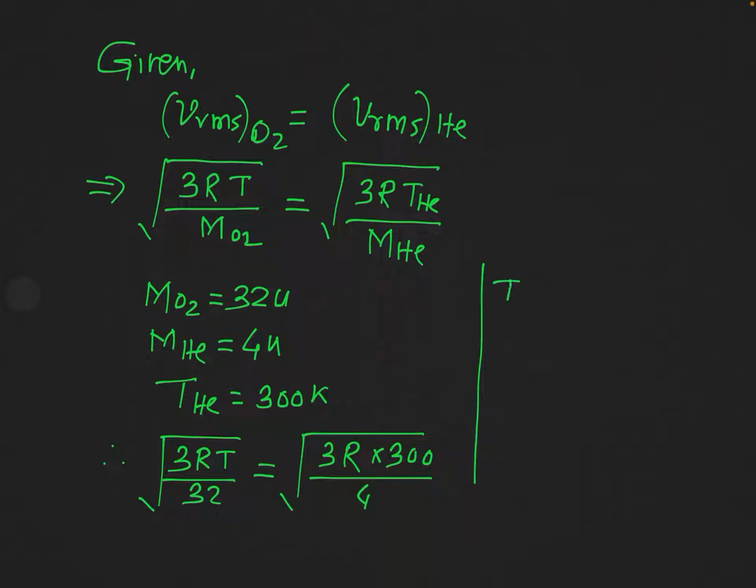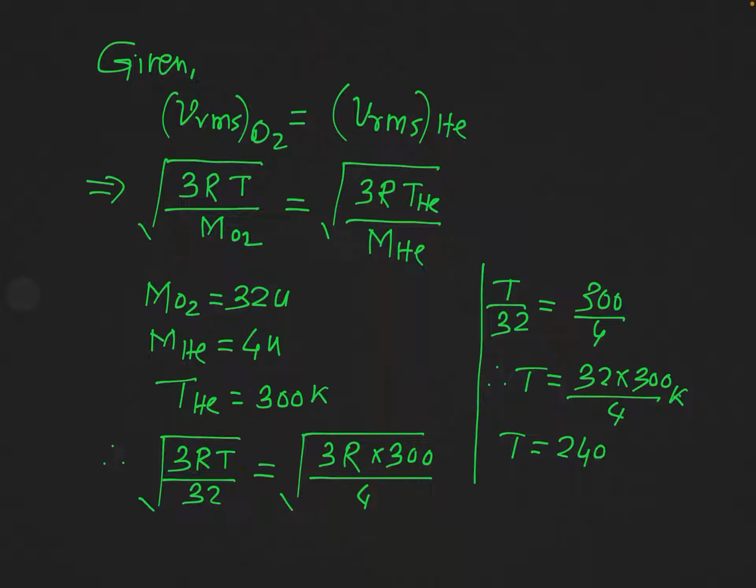So this will be T over 32 equal to 300 over 4, and therefore this T will be equal to 32 into 300 over 4 Kelvin. And after simplification you can see this is 2400 Kelvin.